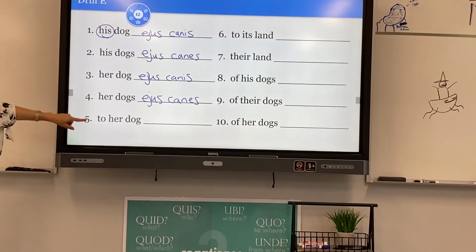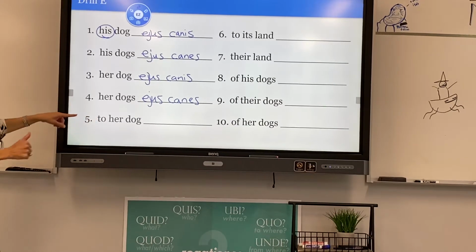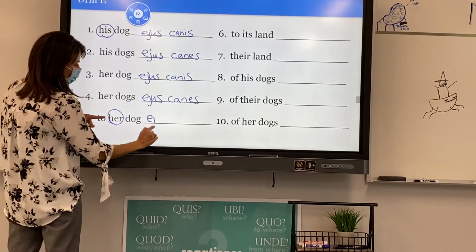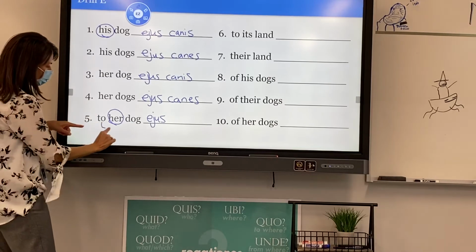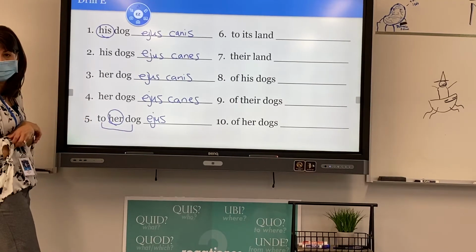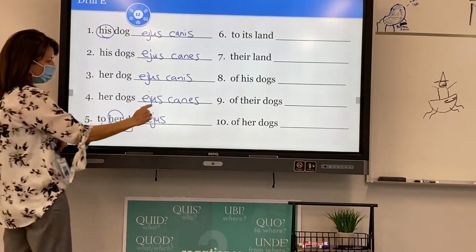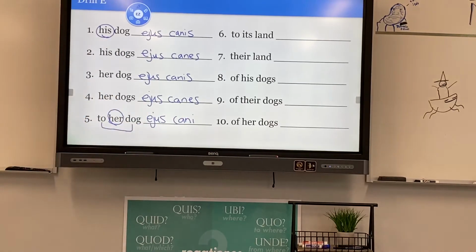Now here's one, to her dog. So this is tricky because this is still gonna be AUS, still genitive. This is the part that's dative. Okay, to the dog. So canis, canis, cani. Like that, okay?